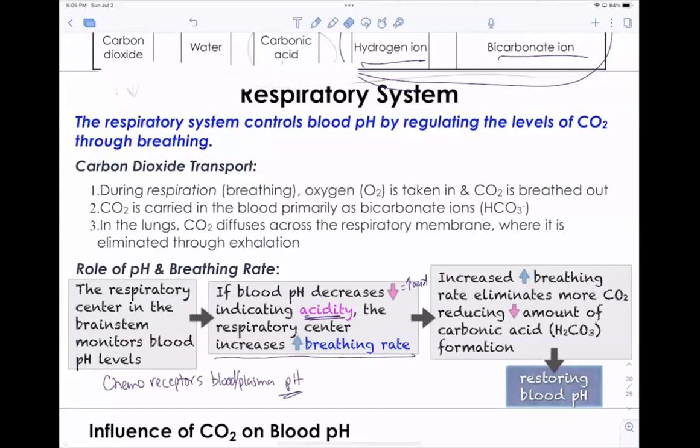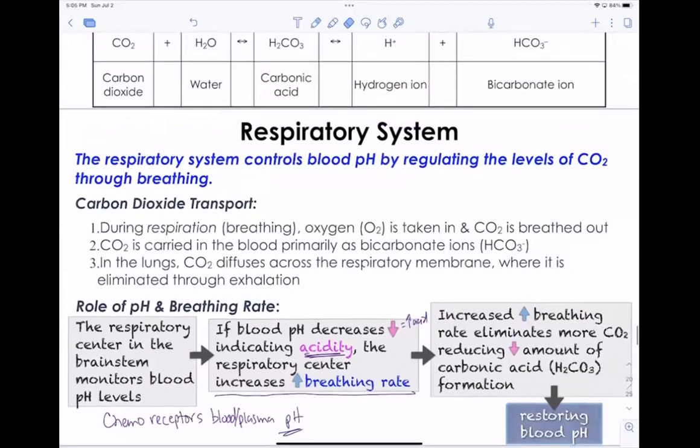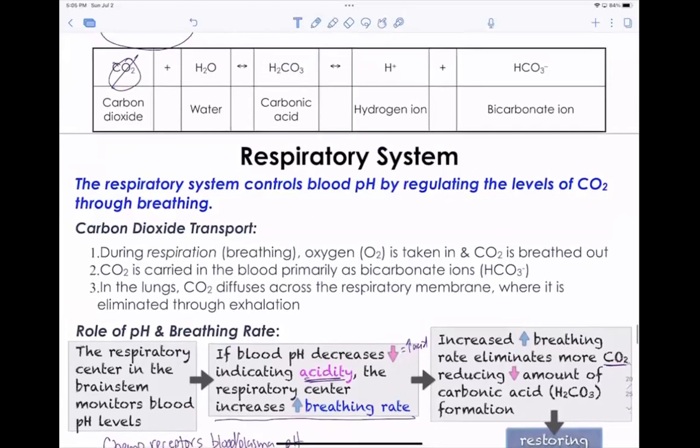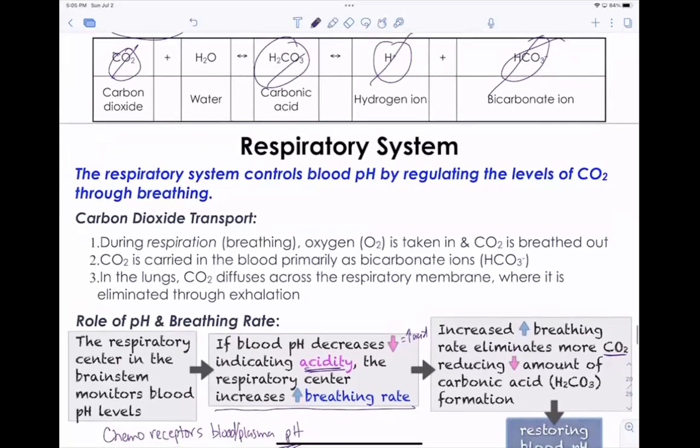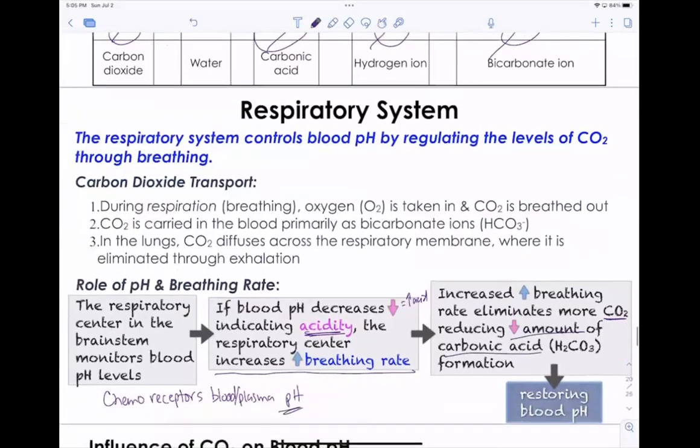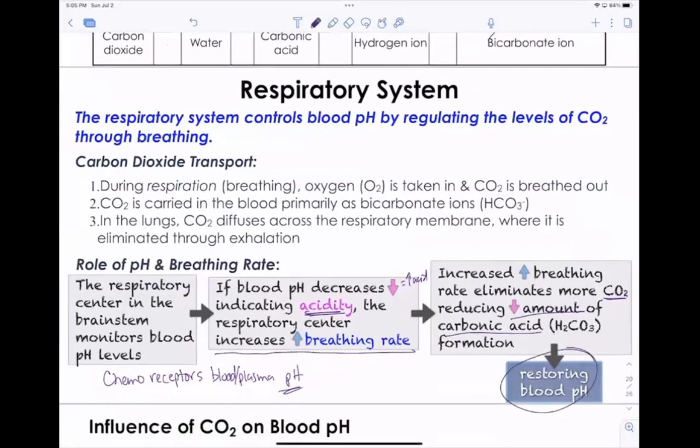So indicating the acidity is increasing, the respiratory center is going to increase breathing rates. Why? If you increase breathing rates, you're going to eliminate more carbon dioxide. So if you eliminate carbon dioxide, you ultimately eliminate carbonic acid, which then eliminates acid. And so eliminating more carbon dioxide reduces the acid, because it's reducing the amount of carbonic acid forming. And so that can bring your pH up.